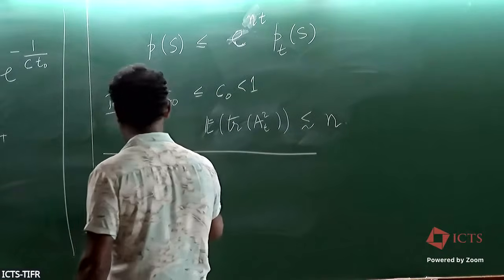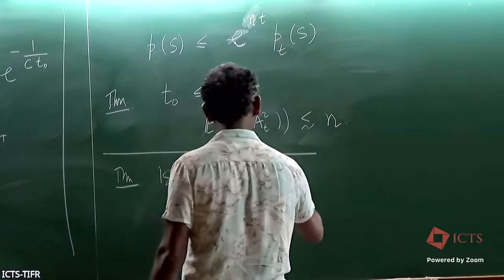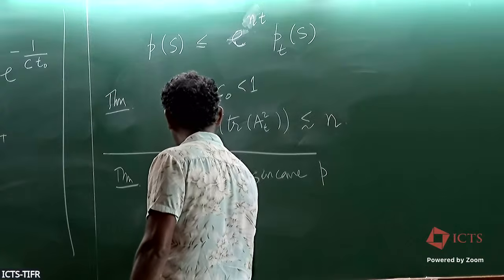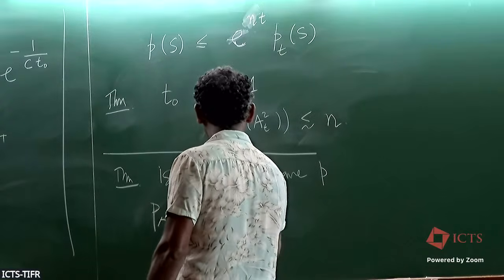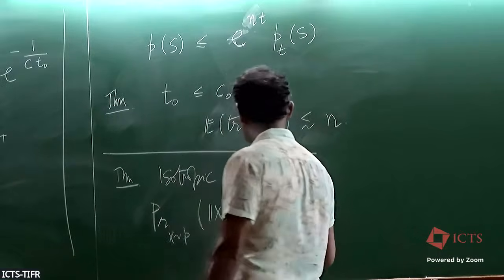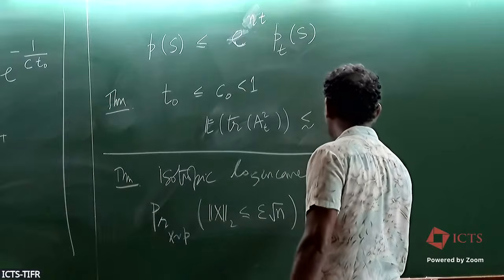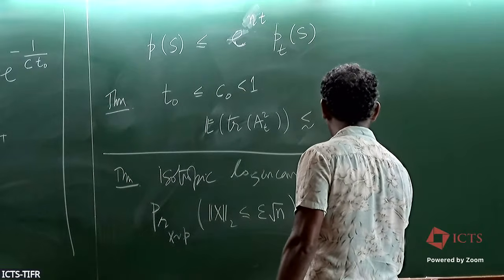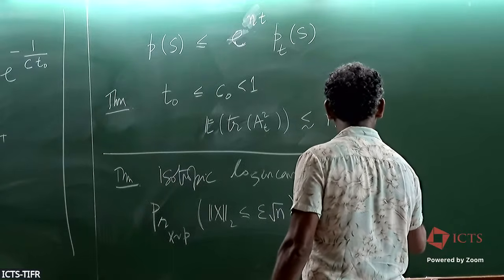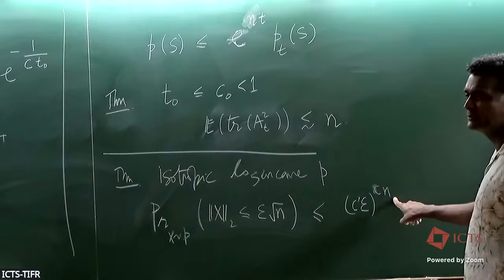which says: isotropic log concave P, the probability for x drawn from P that the length of x is smaller than epsilon times root n. Root n is what you expect. This is what's called small ball probability. What's the probability on a small ball? It is smaller than epsilon to the power of a constant times n. These are different constants, but anyway. So it's exponential in n.